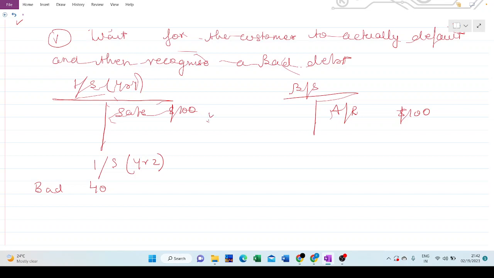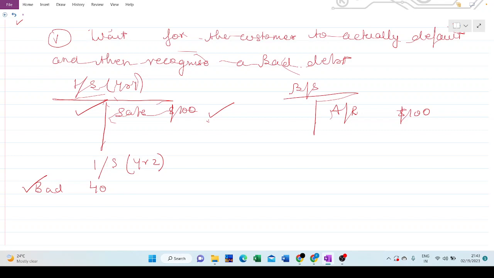So guys, are we booking the sales revenue and the bad debt expense in the same year? Sankosh, are we booking this sales revenue and bad debt expense in the same year? Okay, so we are not booking the sales revenue and bad debt expense in the same year. We are booking the sales revenue in year one, but we are booking the bad debt expense in year two. So we are not adhering with the matching principle. We are not recognizing expenses in the same period as the associated revenue.